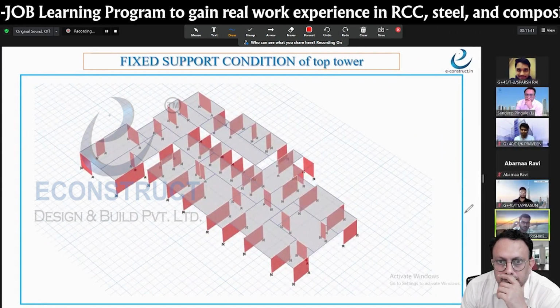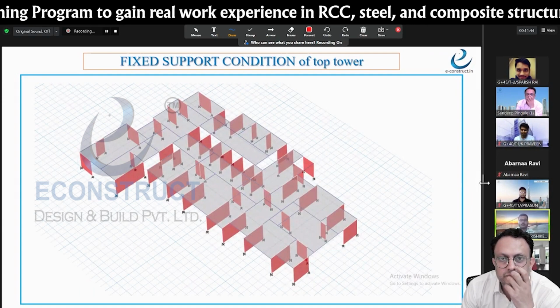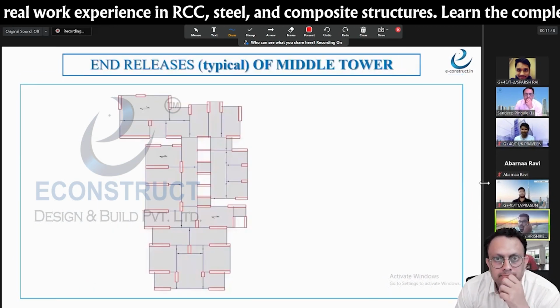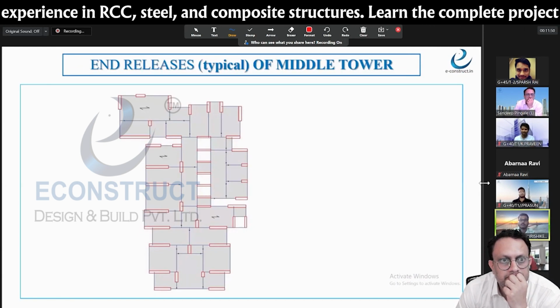These are the support conditions. Fixed support, we are given the fixed support from the top, bottom. Then these are the beam releases for the middle tower.